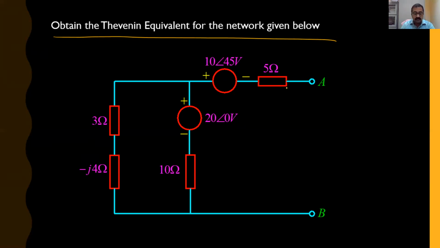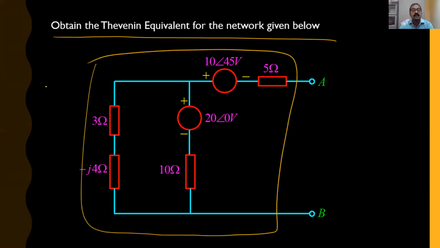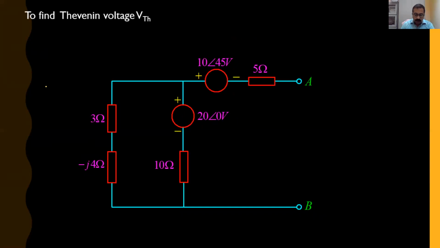What does Thevenin theorem state? This network, with respect to points A and B, the network to the left side can be converted into an equivalent voltage source VTH in series with an impedance ZTH. The first step is to find the Thevenin voltage. What is the open circuit voltage measured from A and B? That means you move from B to A. Here you can move in two ways. The first way is from B through 10 ohm, through 20 angle 0, through 10 angle 45 and through 5 ohm. Or from B through minus j4, through 3 ohms and through 10 angle 45 minus 5. From B to A there are two paths.